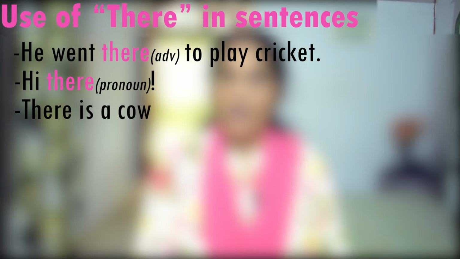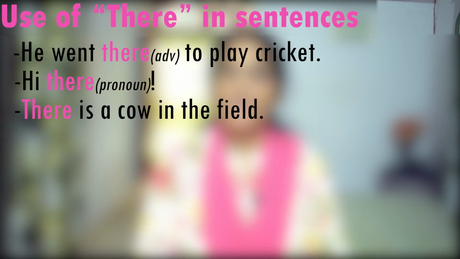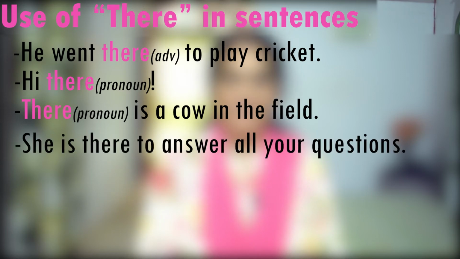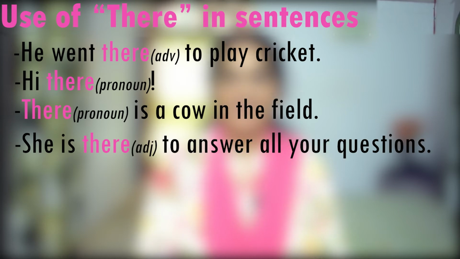There is a cow in the field. Here there is used for a noun, a cow. So there is one pronoun. Next sentence, she is there to answer all your questions. Here there is used to describe a pronoun. So there is one adjective.